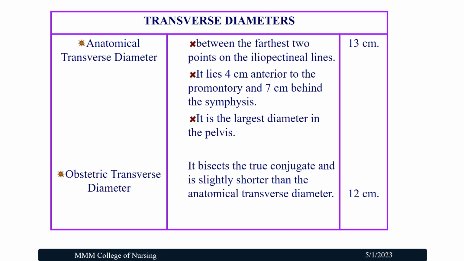Next are the transverse diameters, anatomical and obstetrical. The anatomical transverse diameter is between the farthest two points of the iliopectineal line. It lies 4 cm anterior to the promontory and 7 cm behind the symphysis, and it is the largest diameter in the pelvis, about 13 cm. The obstetric transverse diameter bisects the true conjugate and is slightly shorter than the anatomical transverse diameter, about 12 cm.